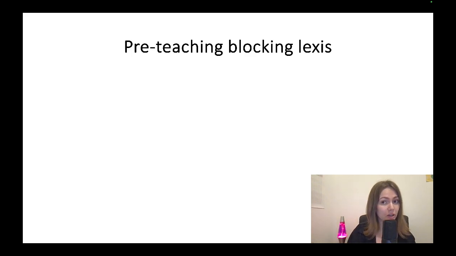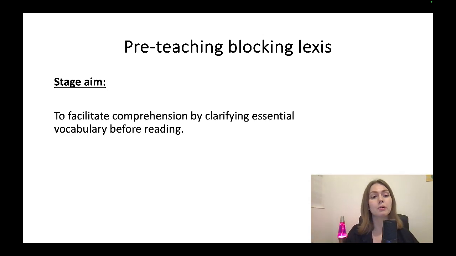Then I pre-teach my blocking lexes. Now, this is one of the flexible stages. It doesn't necessarily have to be there. The stage aim at this point is to help them understand the text a little bit better by clarifying any of the words that you think might confuse them. Now, you're not going to teach them everything. You only teach them the words that they need to understand to be able to complete the task. Again, if you think that nothing's going to confuse the students, if you know them well and you're like, no, they'll deal with this, fine, you don't have to do it.